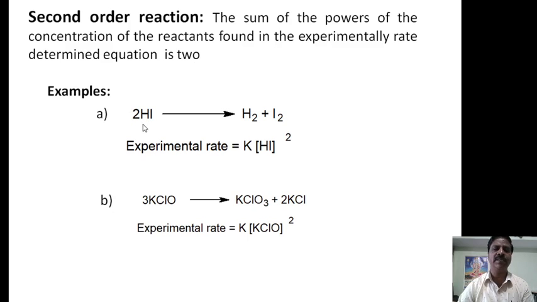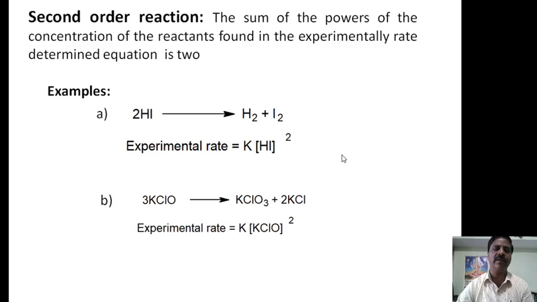The first one is the dissociation of hydroiodic acid. Two molecules of hydroiodic acid undergo dissociation to form hydrogen gas and iodine gas, which will be liberated. The experimental rate equation is equal to the rate constant times the molar concentration of HI to the power of 2. Therefore, order is nothing but the power of the concentration terms, so it is 2. Hence, it is a second order reaction.